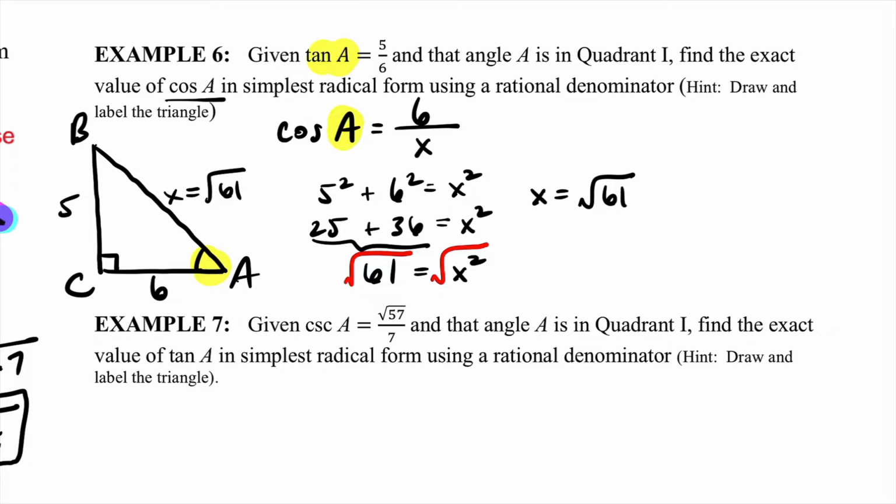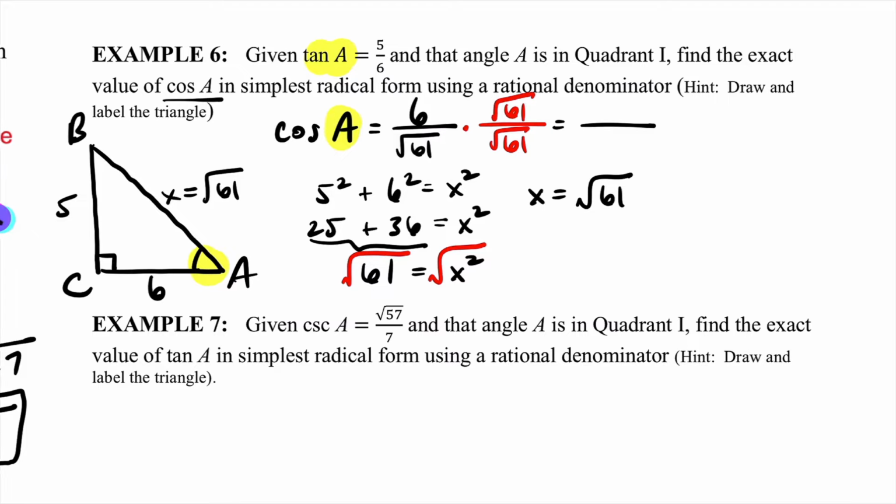Okay, so now that I know that, I can change this to the square root of 61. But it breaks one of my rules. It says I cannot finish with the square root on the bottom. So what am I going to multiply the top and the bottom by? Square root of 61.